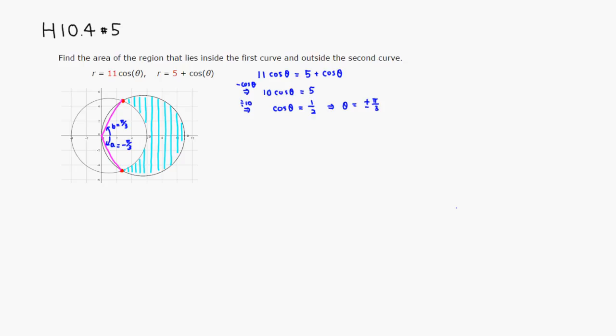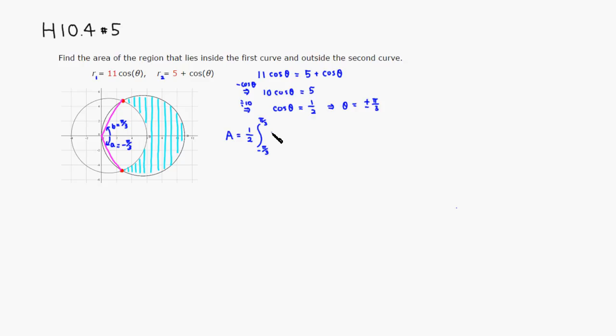So we want to find the area A. We need to find the R1, so I'm going to call this R1. This is going to be R2. So we need to do a 1/2 integral from negative pi over 3 to positive pi over 3.